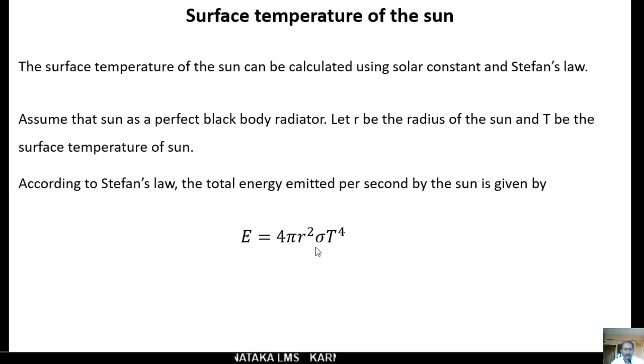We know that by Stefan's formula, E is proportional to T raised to 4. The sun is assumed to be a perfect black body radiator, and r is the radius of the sun. Then E equals 4 pi r squared sigma T raised to 4, where sigma is Stefan's constant and small r is the radius of the sun.